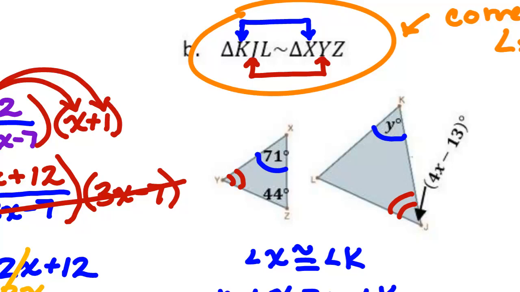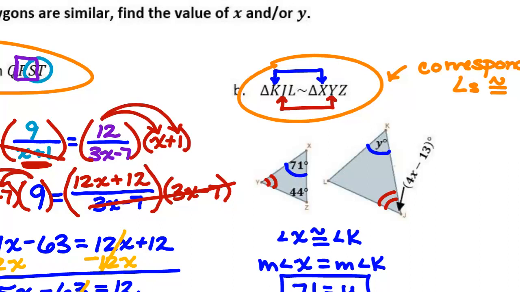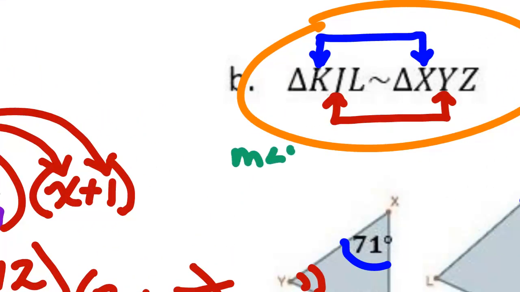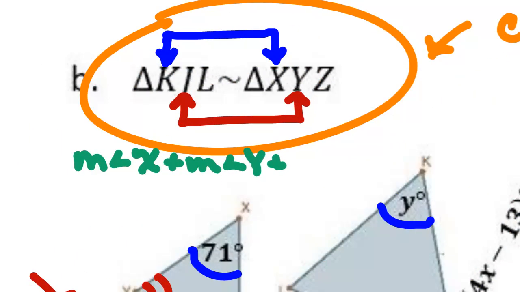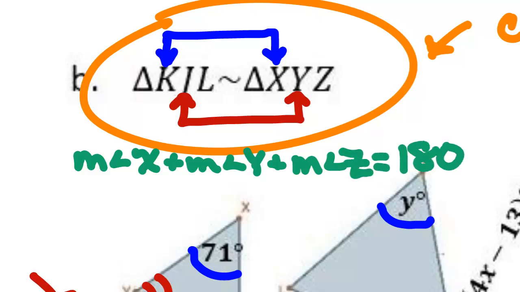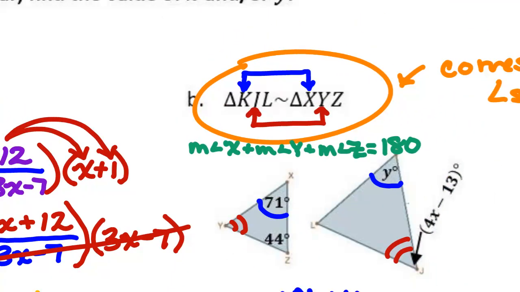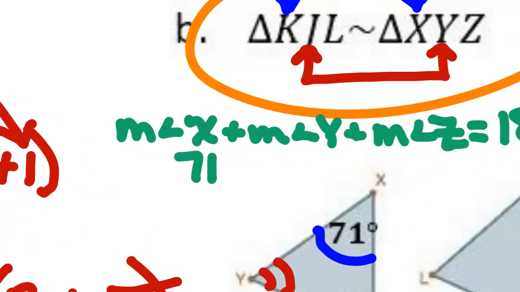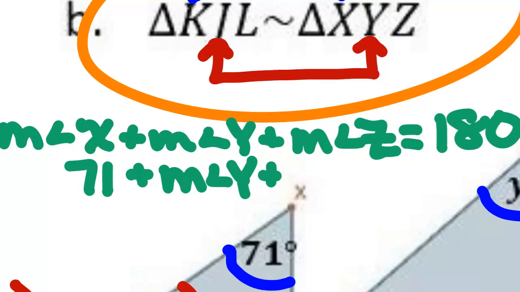What do we know about the three angles in a triangle? They all add up to 180. Do I know how big the other two angles are? So can I figure out how big angle Y is? Absolutely I can. So I have measurement of angle X plus measurement of angle Y plus measurement of angle Z equals 180. Angle X is 71. We don't know how big angle Y is. Angle Z is 44.